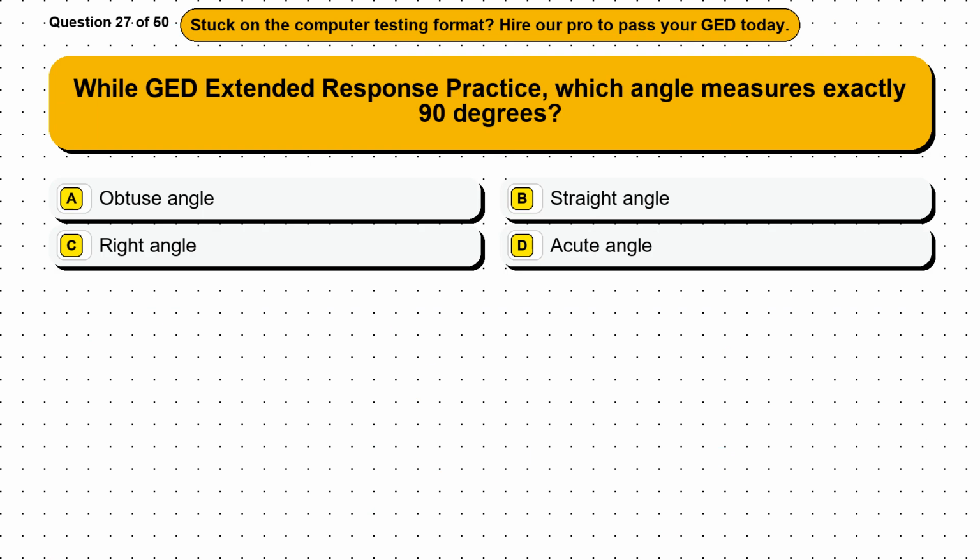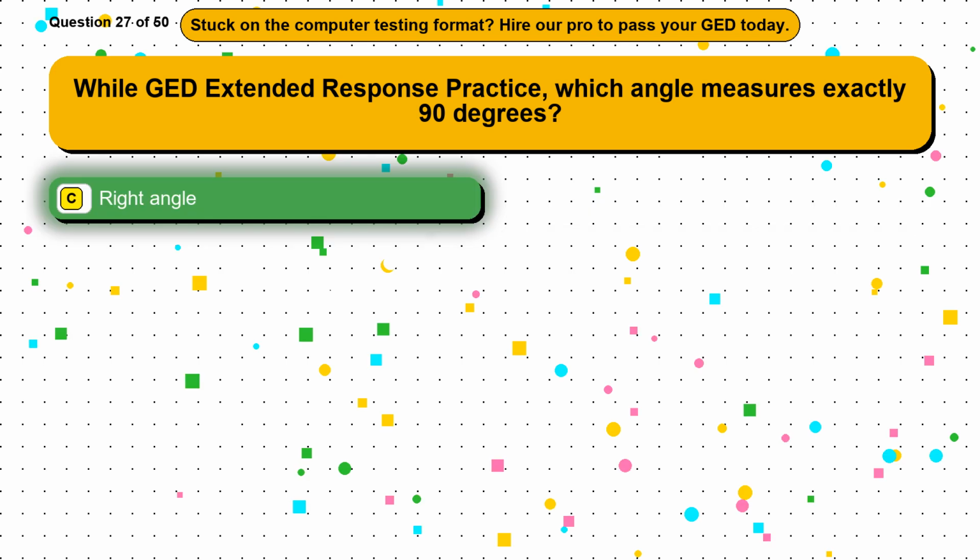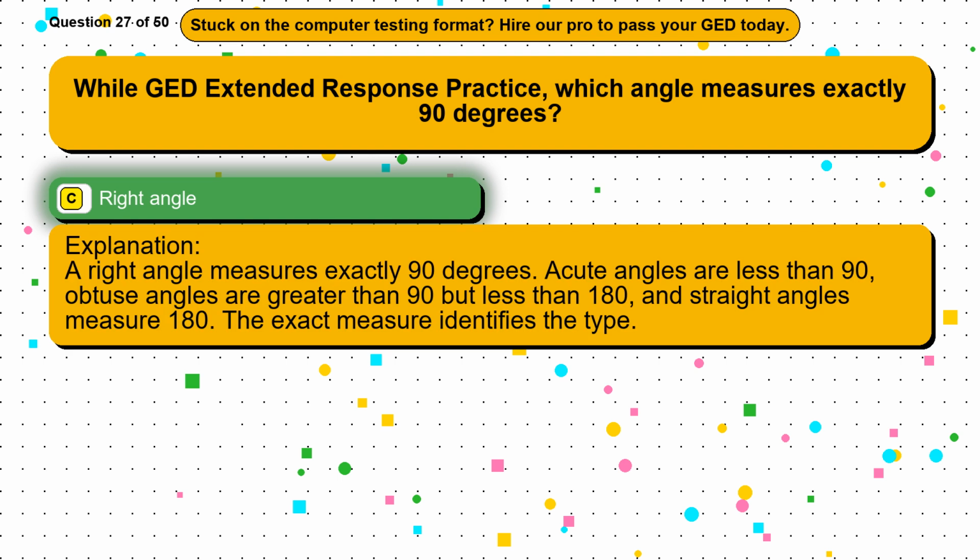Question 27. While GED Extended Response Practice, which angle measures exactly 90 degrees? Option A obtuse angle. Option B straight angle. Option C right angle. Option D acute angle. The correct answer is option C. Right angle. A right angle measures exactly 90 degrees. Acute angles are less than 90, obtuse angles are greater than 90 but less than 180, and straight angles measure 180. The exact measure identifies the type.